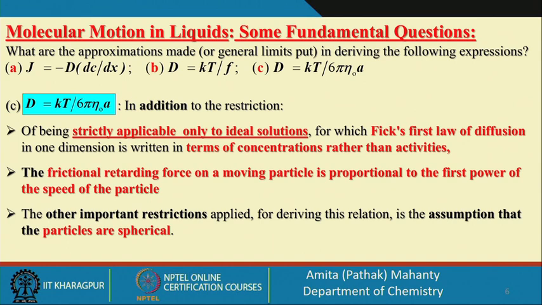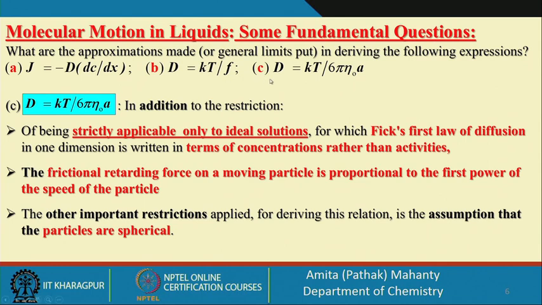For each of them you can now identify this is only for movement of particles against a concentration gradient, where we have replaced the activities with the concentration terms, assuming the solution is behaving ideally. Apart from taking the solution to be behaving ideally, we have also introduced that the retarding force acting on the particles is proportional to the first power of speed.